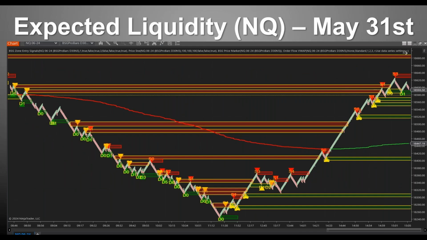All right. So again, I wanted to reiterate the difference between expected liquidity versus actual liquidity. When we say expected liquidity, anytime a supply zone forms, the algorithm is telling you there are sellers stepping in, you can go short and then place your stops here.